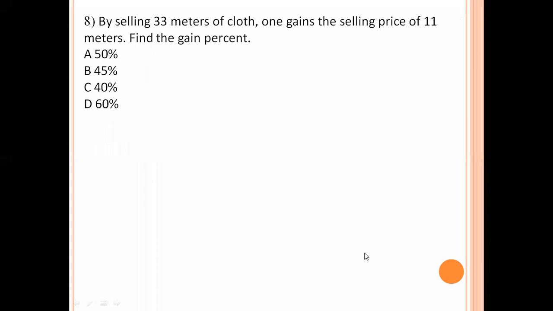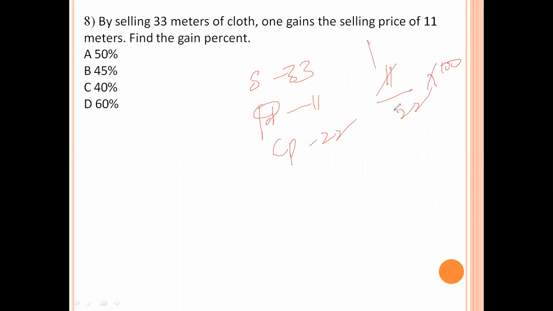So by selling 33 meters of cloth, one gets the selling price of 11 meters as gain. Find the gain percentage. So selling price is 33 meters. Profit is 11 meters. Cost price is 22. Profit percentage is profit by cost price into 100. So 11 1s are 11, 11 2s are 22, 2 1s are 2, 50. So 50% is the profit percentage.